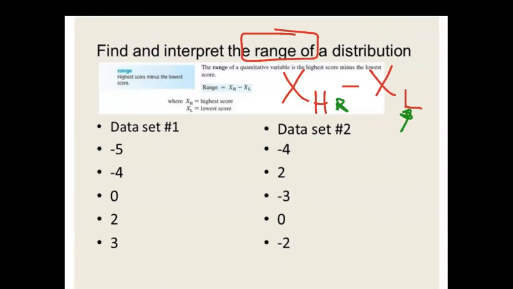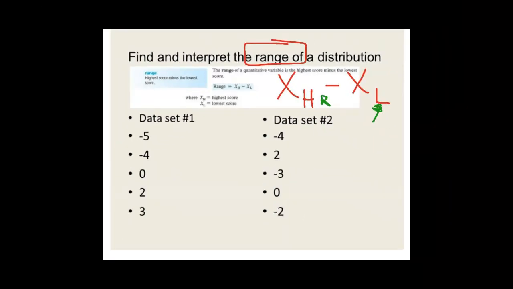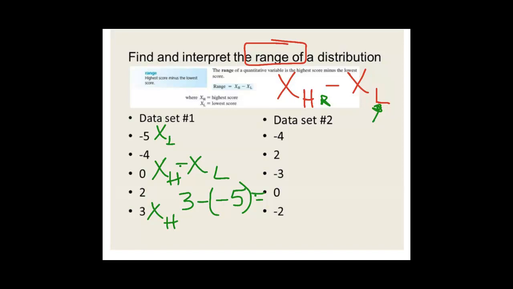Let's calculate the range for both sets of data. The x sub h score for dataset number 1 is 3, and the x sub l score is -5. Thus, the range is 3 minus a -5, which, if you'll remember from a long time ago, anytime you have two minuses, it becomes a plus, which equals 3 plus 5, or 8.